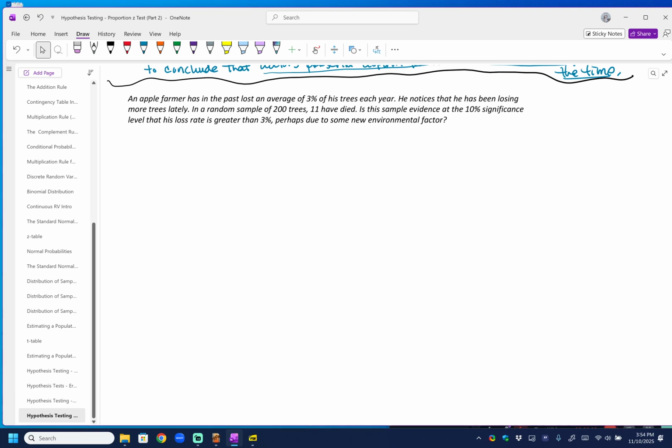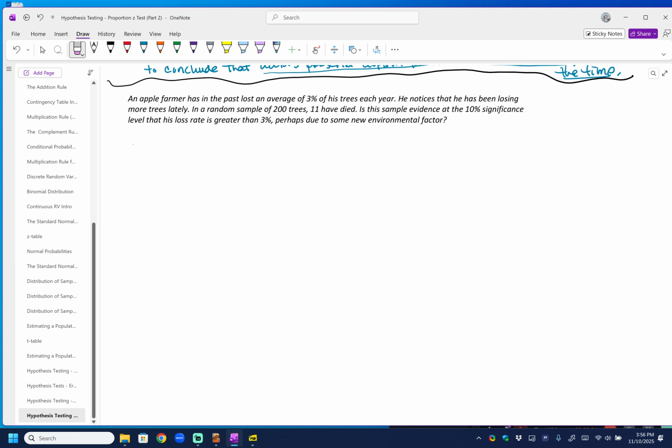some environmental factor? For the purposes of the next couple examples, I won't be doing assumptions. They are satisfied, by the way, but I'd like to just get into the steps of the hypothesis test so we can crank out these examples. So first things first, by looking at this problem, you can obviously see again, we have some evidence here. We got a 10% significance level. It's screaming that it's a hypothesis test.